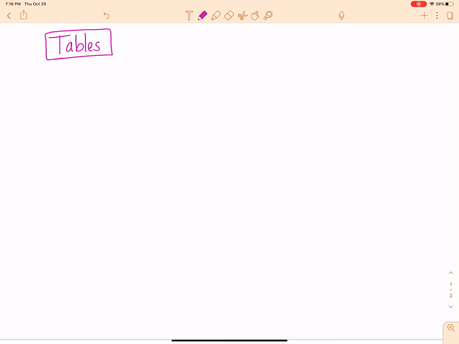All right, AP Statistics, now we're going to talk about tables. Tables are another great tool to guide you through some types of probability. So I'm going to show you in general what a table would look like.